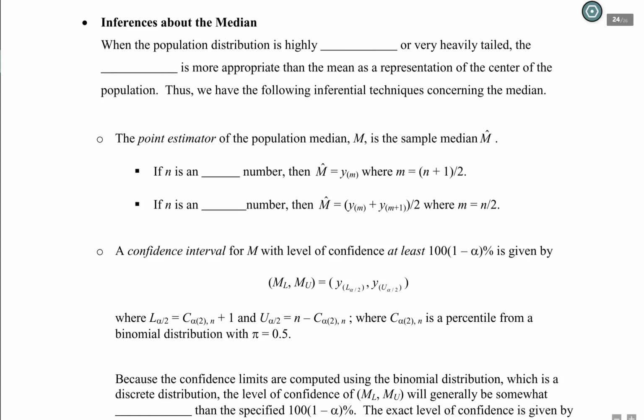Alright, last video here in dealing with inference on a single population central value. Here we're looking at inference on a median. Up to this point we have looked at inference on a population mean, but when the population distribution is highly skewed or very heavy-tailed, the median is more appropriate than the mean as a representation of the center of the population. So we're going to look at some inferential techniques concerning the median here.